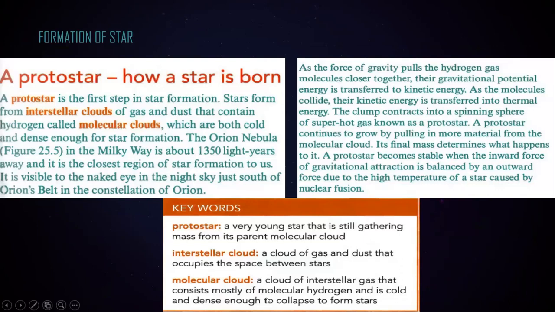Then it depends on the life cycle of a star. After a protostar, what cycle it will follow depends on the mass of the star. We may have sun-like stars, which are also known as low mass stars, or we may have massive stars, the high mass stars.